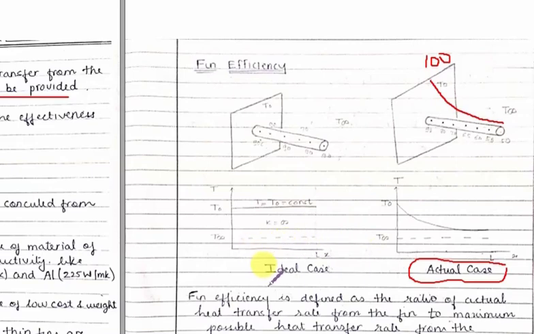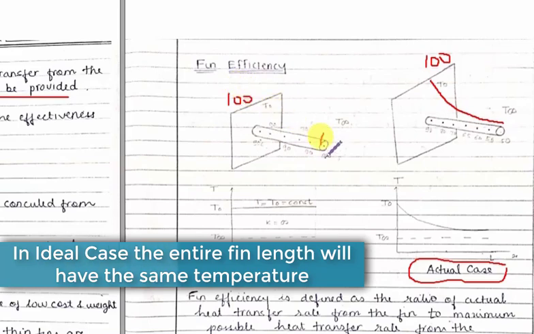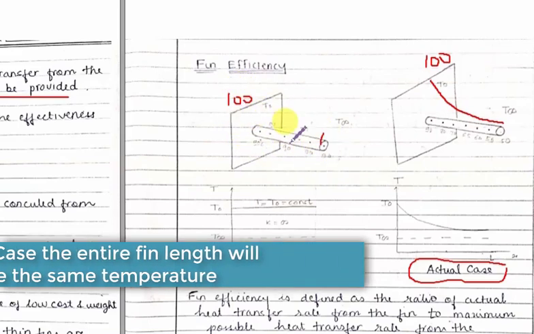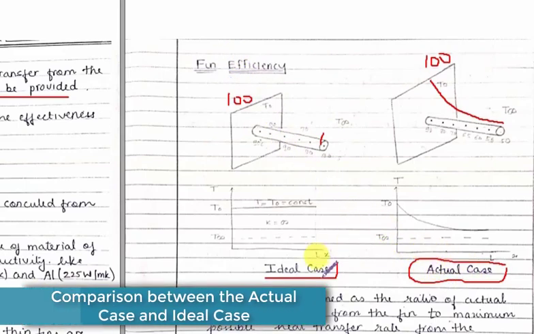Now there is a second case called the ideal case. What is this ideal case? The base is maintained at a temperature of 100 degrees and the entire fin surface will have a temperature of, say, 90 degrees. Here also the temperature will be 90, here also 90, here also 90. So this is an ideal case. We know this is not possible. So fin efficiency is the comparison between the actual case and the ideal case.